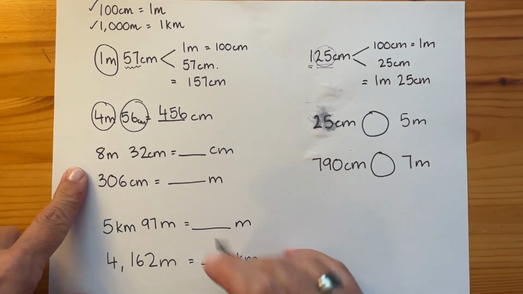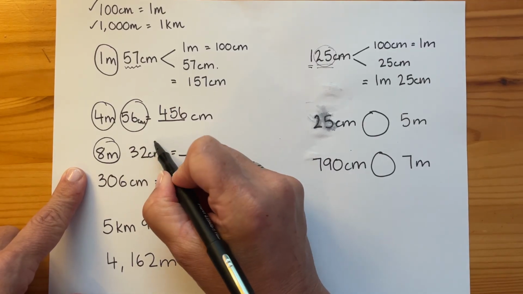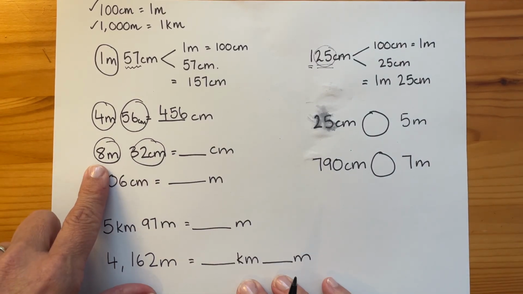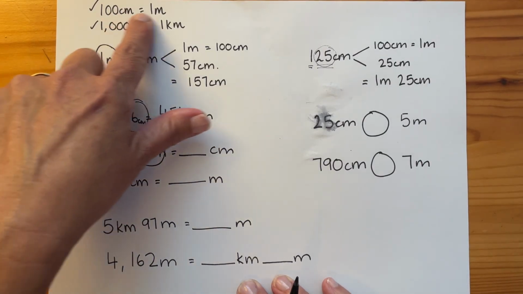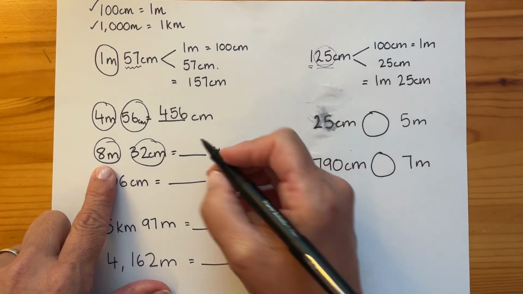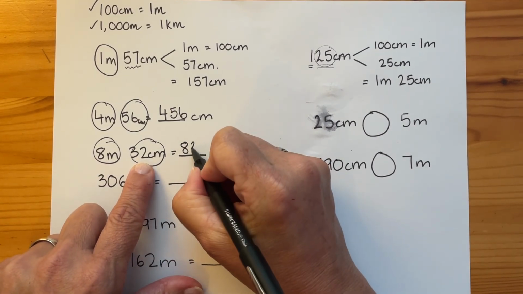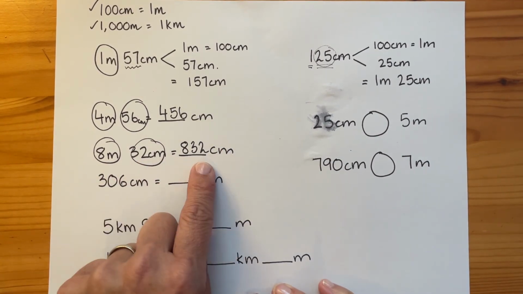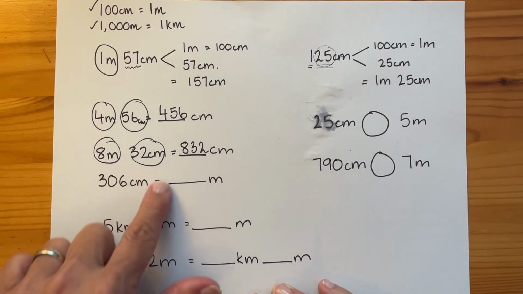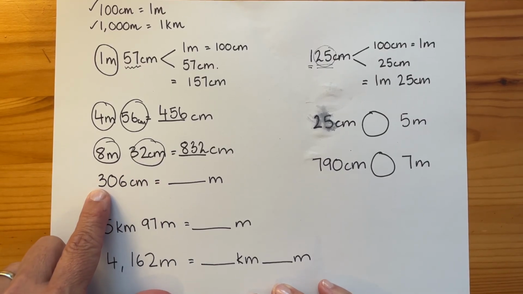Same thing with this one. They've broken it up into meters and centimeters. So I'm going to say, well, how many centimeters are in 8 meters? I know that it's 100 in 1. So that would be 800 centimeters. Plus 32 would be 832 centimeters.